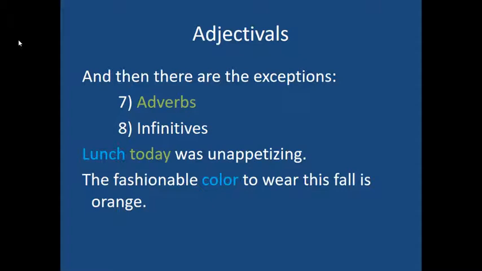If I said the fashionable color to wear this fall is orange, I have an infinitive, to wear this fall, which is not describing the verb, and it's not a noun. It's actually working as an adjective describing color. It's a color to wear this fall. So these are all the structures that we're going to take on in this particular unit.